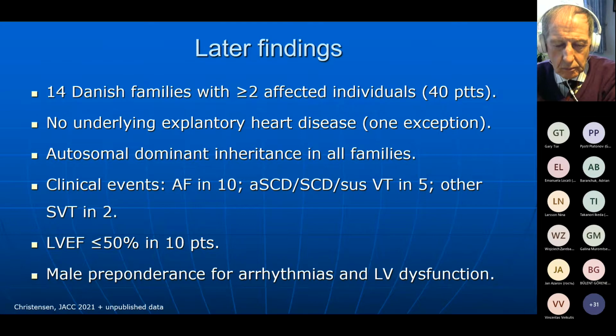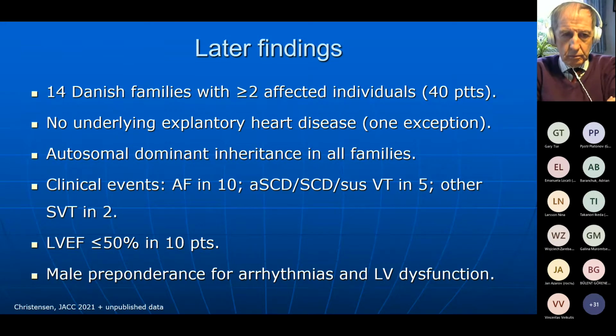The clinical events we observed in these 40 patients were atrial fibrillation in 10, some degree of ventricular arrhythmias, mostly sustained VT or sudden cardiac death, in 5, and other SVTs in 2. There was one individual with Wolff-Parkinson-White and one with ectopic atrial tachycardia. Some degree of reduced left ventricular ejection fraction was observed in 10 patients. When we went back and looked at the first available investigations, we could generally see that the ECG phenotype was present years to decades before reduced ejection fraction. There was a male preponderance for arrhythmias and LV dysfunction.